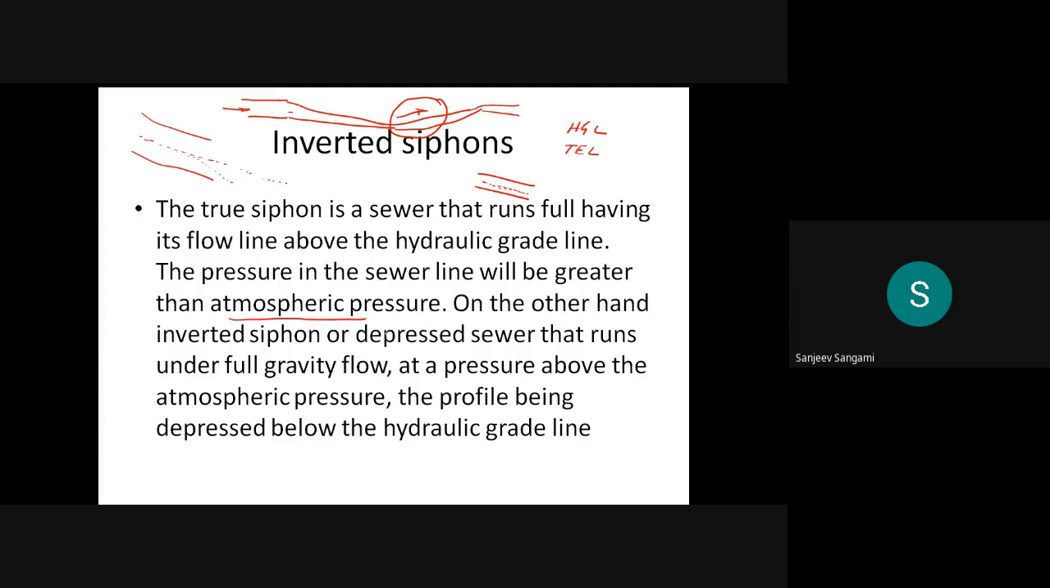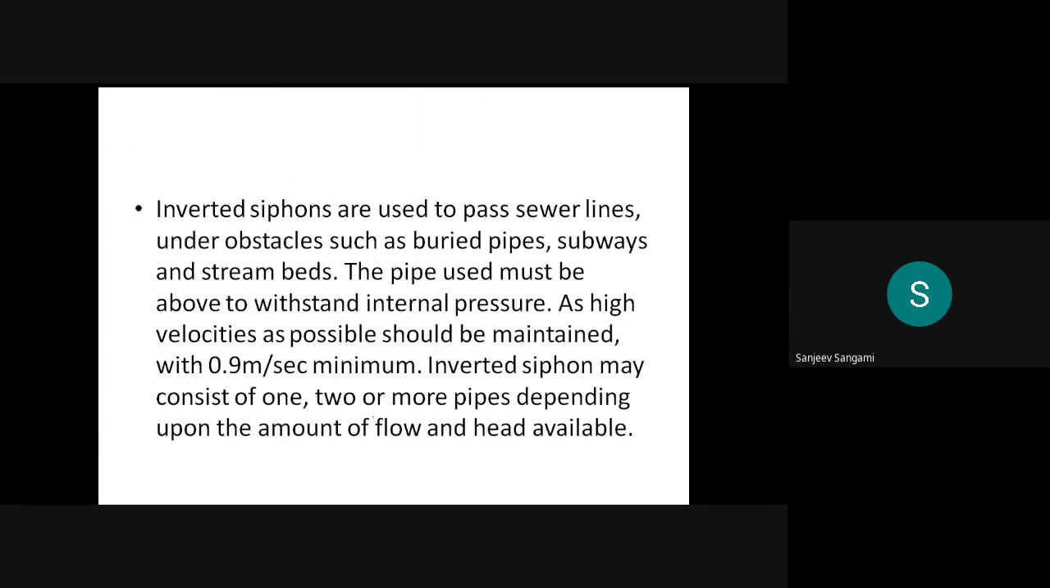Inverted siphons are depressed sewers that run under full gravity flow at a pressure above the atmospheric pressure, the profile being depressed below the hydraulic gradient line. Inverted siphons are used to pass the sewer lines under obstacles such as buried pipes, subways, and stream beds. The pipe used must withstand internal pressure, and velocities as high as possible should be maintained, up to 0.9 meter per second. We already discussed that we have velocities from 0.45 meter per second to 0.9. In these cases, we have to go with 0.9 meter per second. Inverted siphons may consist of one, two or more pipes depending upon the amount of flow and head available.